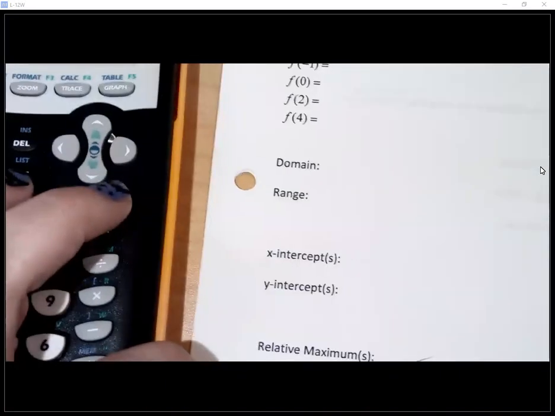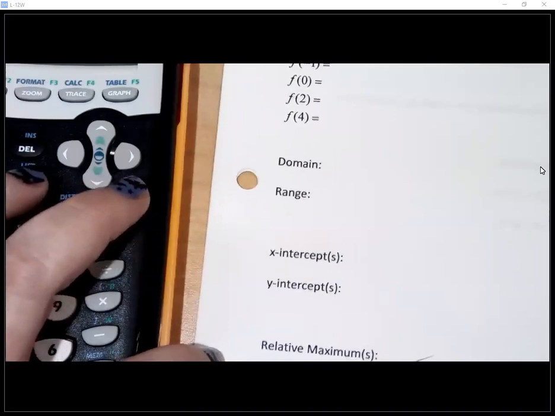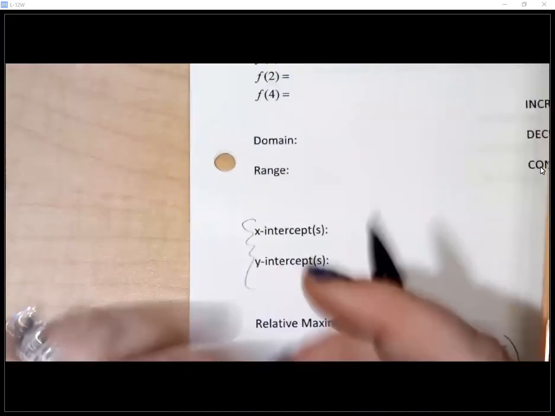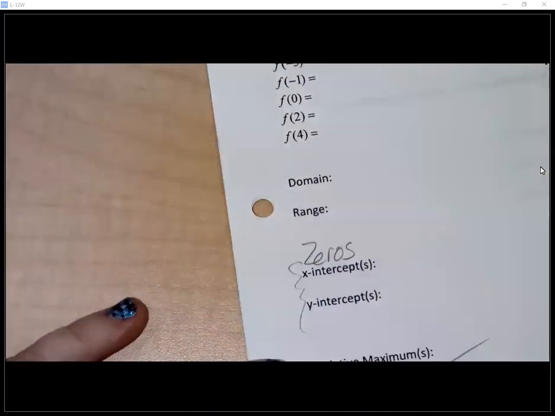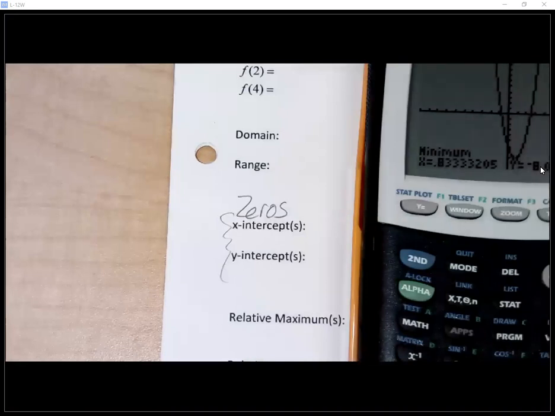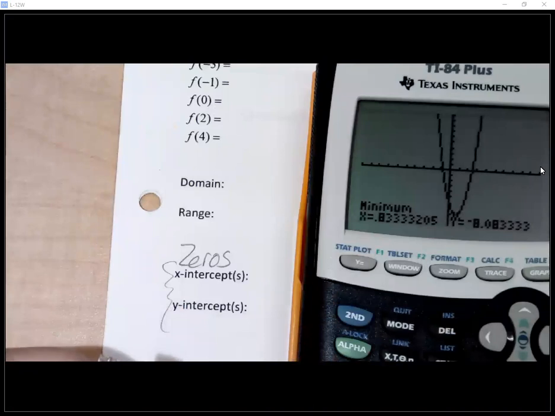So another thing, as we're glancing over this sheet, another thing that I'm asked to find are the X and Y intercepts. See that? I'm asked for the X and Y intercepts here. So in order to find your X intercepts, that's the same thing as zeros. Do you remember where we saw that option? Yeah, if we go back to that calc menu, that's going to be the menu we're going to keep going back to again and again and again.